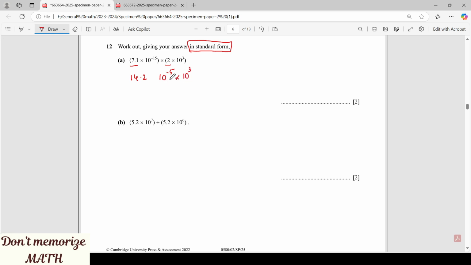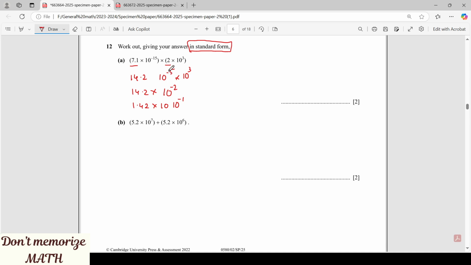You can use the index rules. So 14.2 times, if you have multiplication, you need to add the indices. So minus 5 plus 3 will become minus 2. Now make sure this is not in standard form, because here you have the number 14.2. This number must be greater than 1 and less than 10. So we need 1.42. So we'll rearrange this to 1.42. That means we need to multiply by 10, right? So here you will get 10 raised to minus 1.